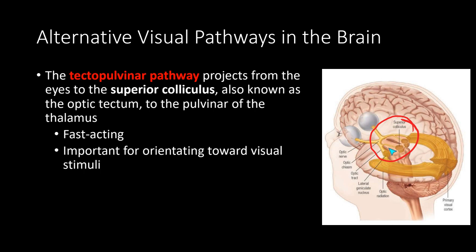So some fibers, when they leave the lateral geniculate nucleus, most of them project to the visual cortex, but some of them project to the superior colliculus. And this is what makes up that tectopulvinar pathway.